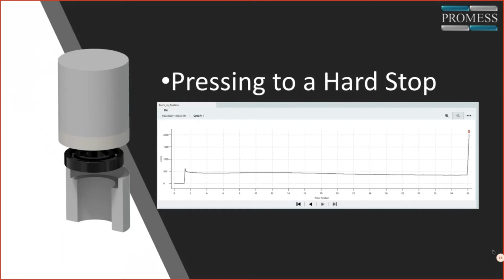The two ways of pressing to a hard stop are, well, the first way is pressing until the part bottoms out internally, causing the force to increase exponentially as the part hits the internal stop of the housing. For instance, if you have a bearing and you're pressing it into a housing, you want to make sure the bearing is fully seated in the housing, so you would move to a force to know that you've hit the shoulder.